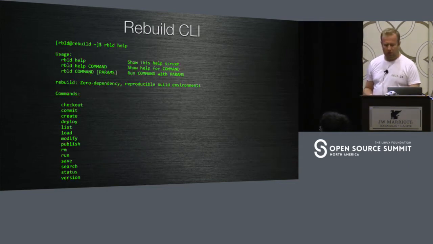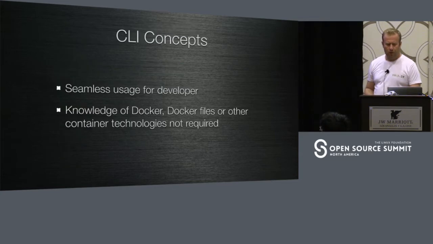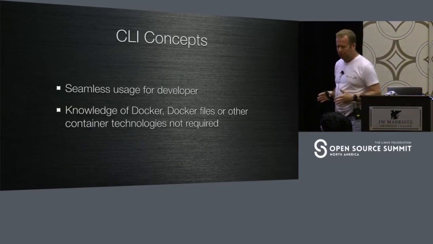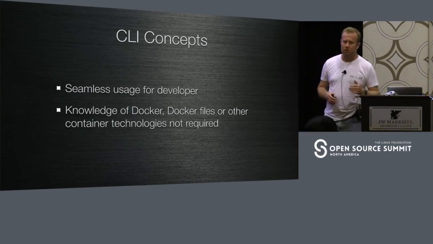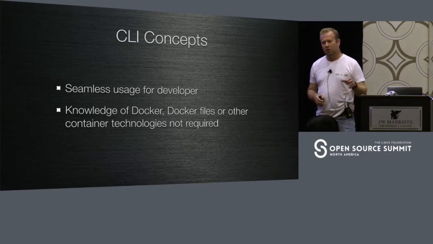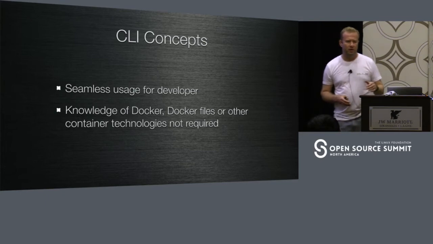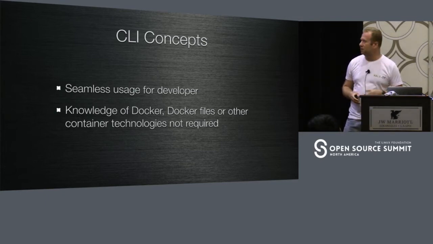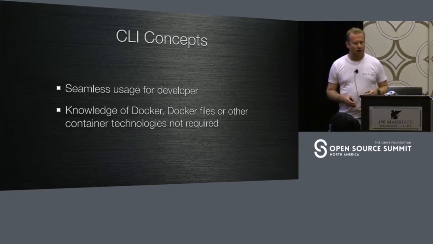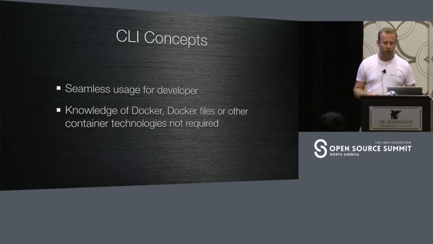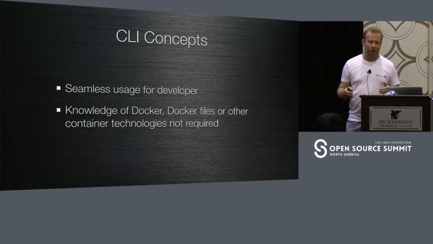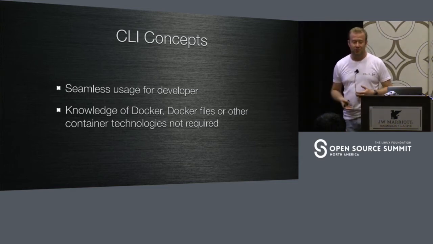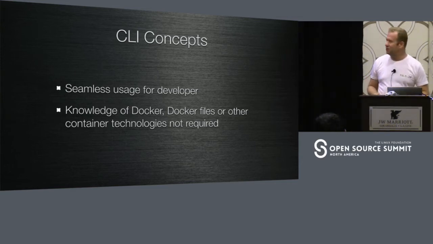So let's talk about the rebuild CLI. When we built the CLI, we had several concepts. First of all, it should be seamless for the developer to execute. As you saw, it's easy to use. You use your existing scripts that you used before to build your software, and you just prefix them with rebuild run. And there's no need to know anything about Docker, Dockerfiles, or other container technologies, because we don't want additional knowledge to be required. Sometimes your build system is already complicated enough. We don't want to add another complication and start dealing with how to manage Dockerfiles.